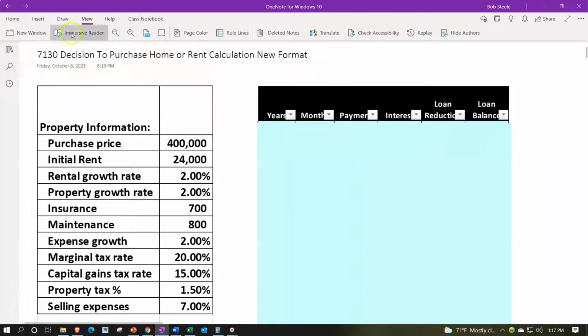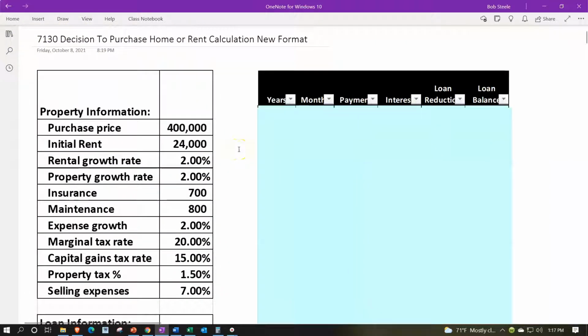Closing the icon, we've got the information up top and the calculation down below, looking at the decision between renting and purchasing, similar to a prior practice problem we have seen. However, the format will be different. The numbers will be different. I believe the format will be a little bit easier to follow in this way.